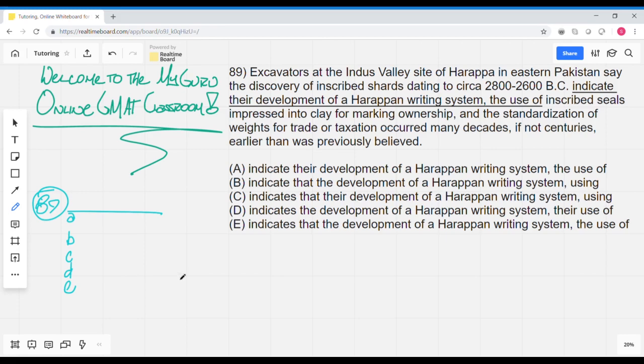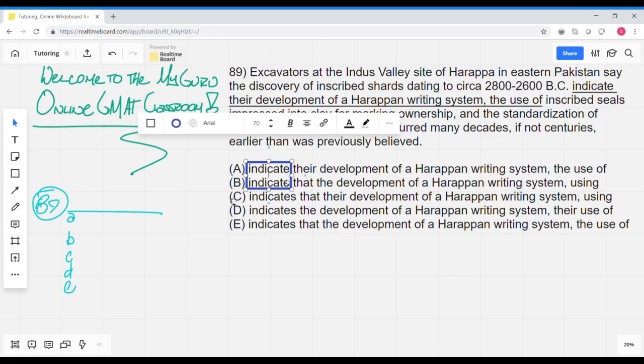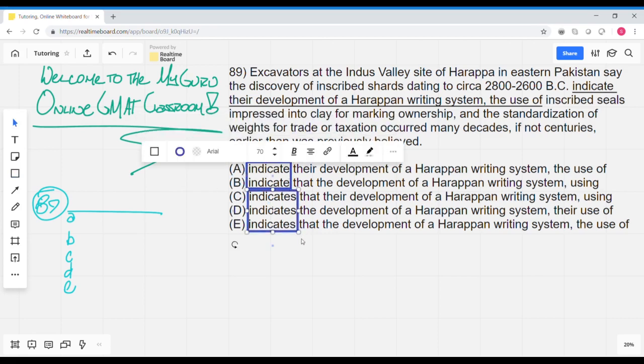And we see that there is a rather obvious 2-3 split here between indicate and indicates. And we probably are going to be able to determine pretty quickly whether we should be using the singular verb indicates or the plural verb indicate.